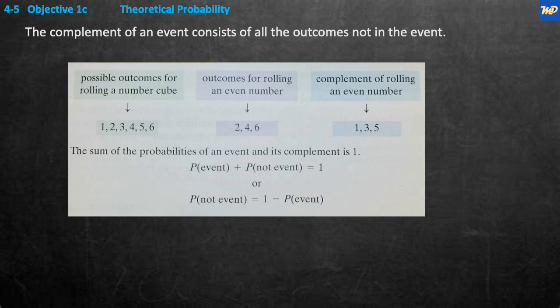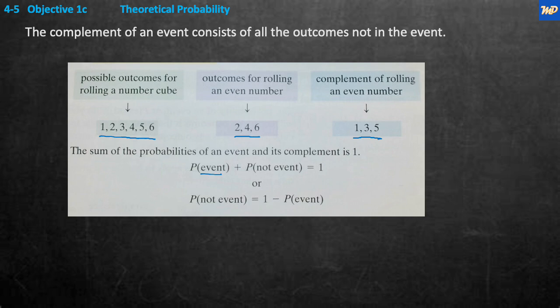Continuing on with objective 1, this is our third slide on this. The complement of an event consists of all the outcomes not in the event. Okay, so what does that mean? The possible outcomes for rolling a number cube are 1, 2, 3, 4, 5, and 6. The outcomes for rolling an even number are 2, 4, and 6. So the complement of rolling an even number is rolling an odd number: 1, 3, and 5. These are all of the outcomes that are not in our original event that we're looking for.